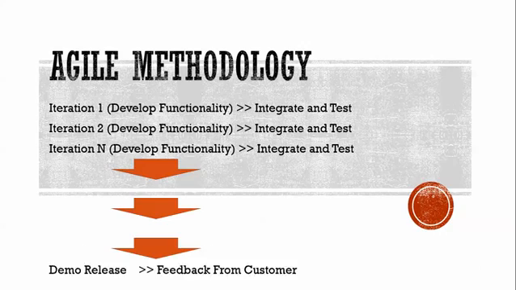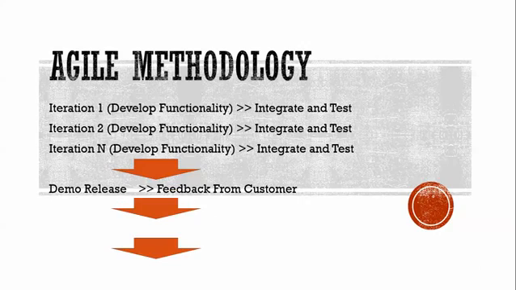Okay, now the next thing is, once all the iterations are completed and tested, then it goes to the demo release. Demo release means the demo version of the application is published and is given to the customer. Who's the customer? It's the product owner. The owner of the restaurant is the product owner or customer.